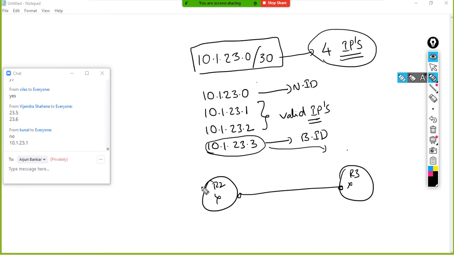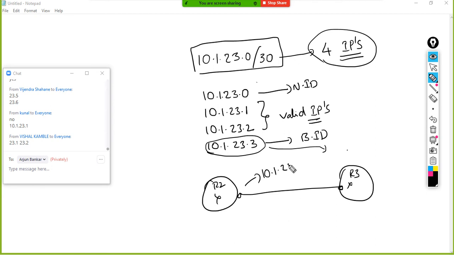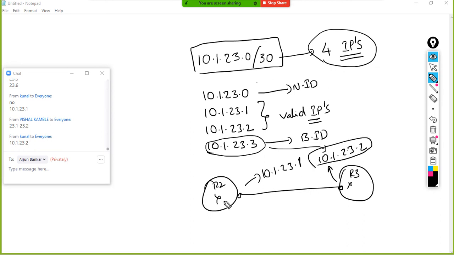Okay, so Kunal is saying that, no sir, we need to compromise. Let's go and do that. 10.1.23.1 and here we need to configure 10.1.23.2. That's what you are going to say, right, Kunal?